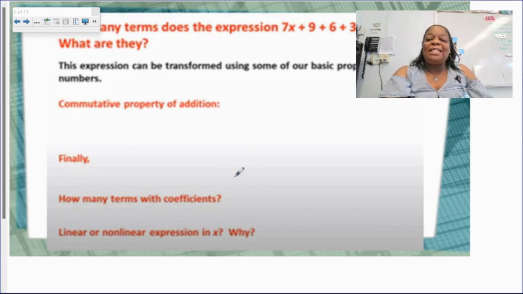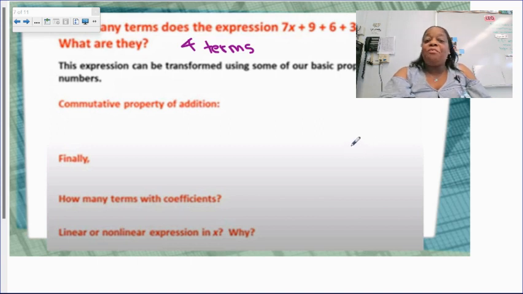All right, so this is our last one. This one has a little bit more than the last expression we have. We have 7x plus 9 plus 6 plus 3x. And they want to know how many terms. So here, this is one term, two terms, three terms, four terms. So four terms. And those terms would be 7x, 9, 6, and 3x.